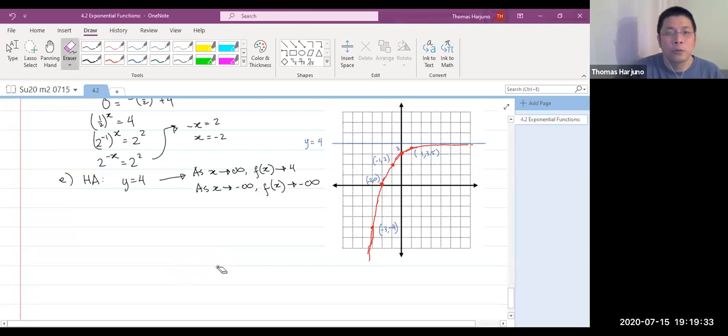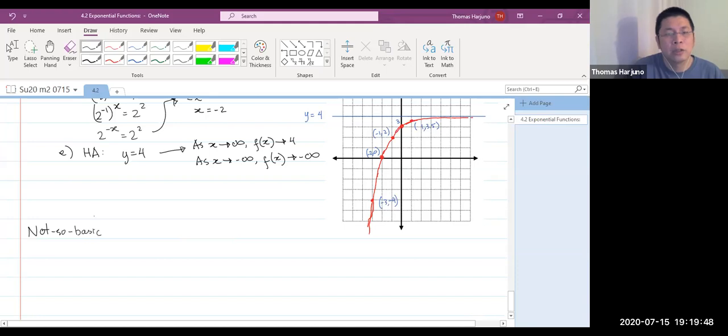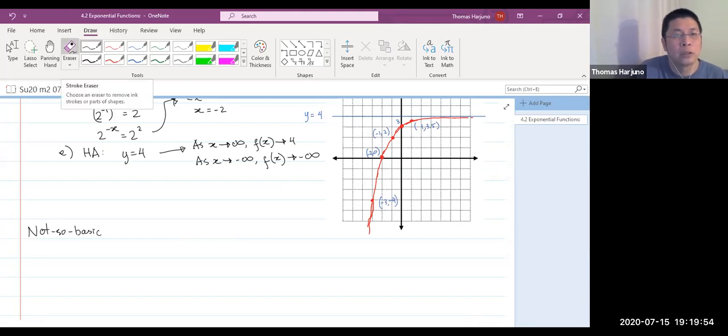Okay, let's continue. I will start working on not so basic exponential functions, at least not the ones that we encountered earlier.